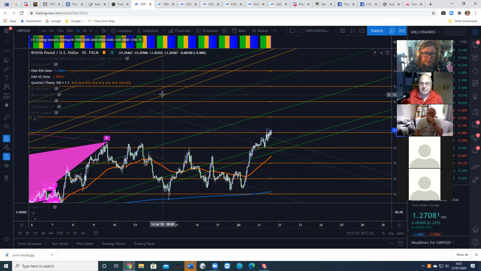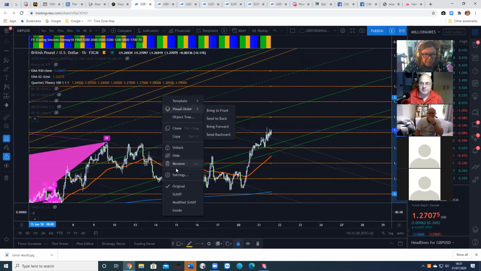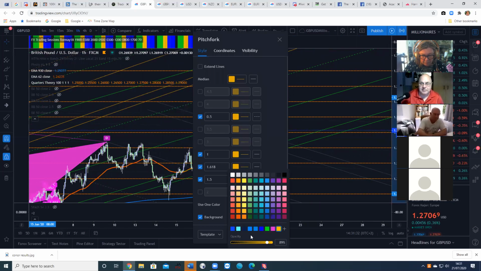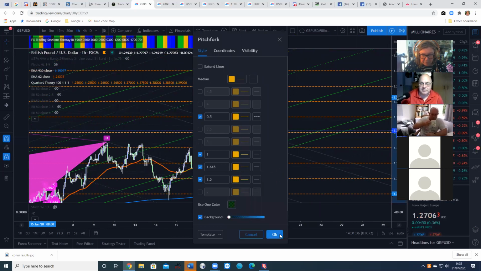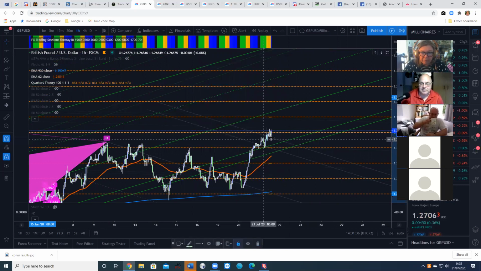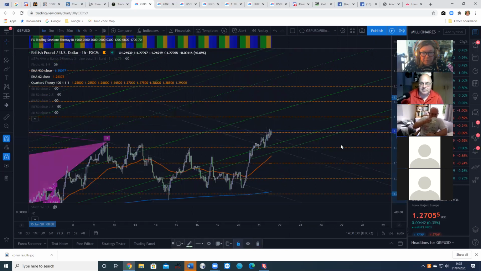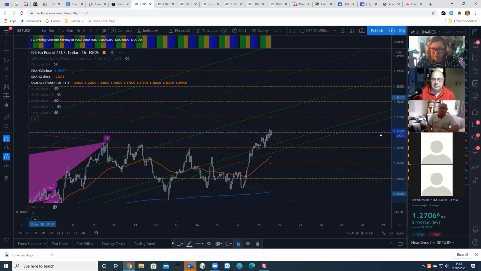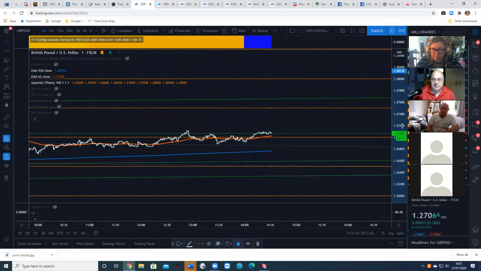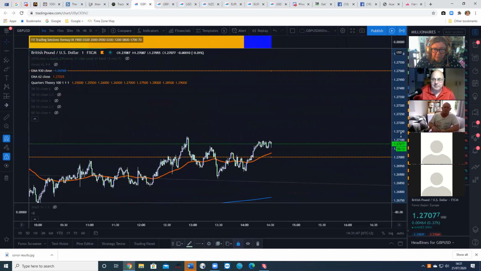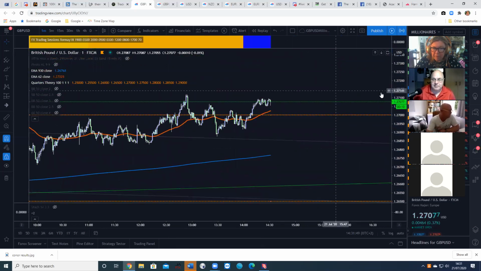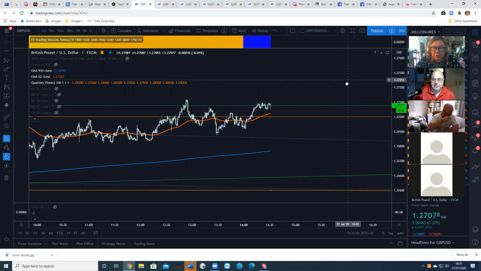And I'm going to fade out that now. That's that yellow one. I wouldn't normally draw anything in yellow. So that's a bit cleaner. So if we come down to the 1 minute, nothing for us on this.